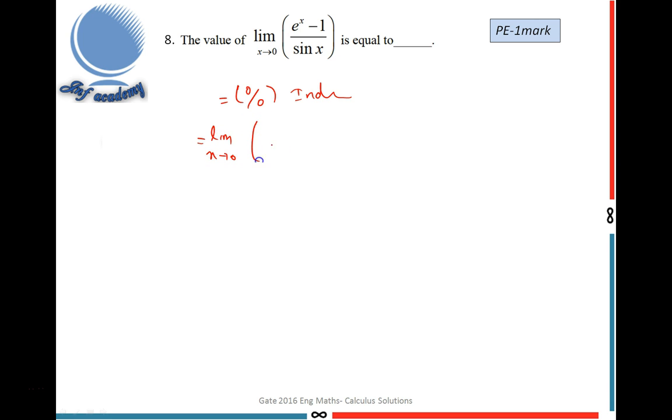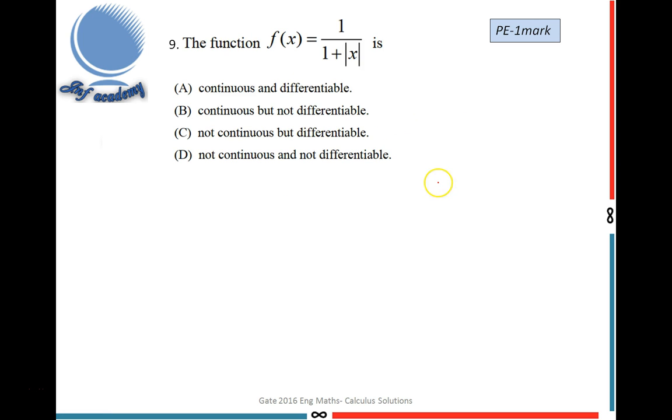I get the differentiation of e power x, which is e power x, divided by the differentiation of sin x, which is cos x. Next I apply the limit. I get e power 0 is 1, cos 0 is 1, so 1 by 1. The final answer is 1. Next, ninth problem.